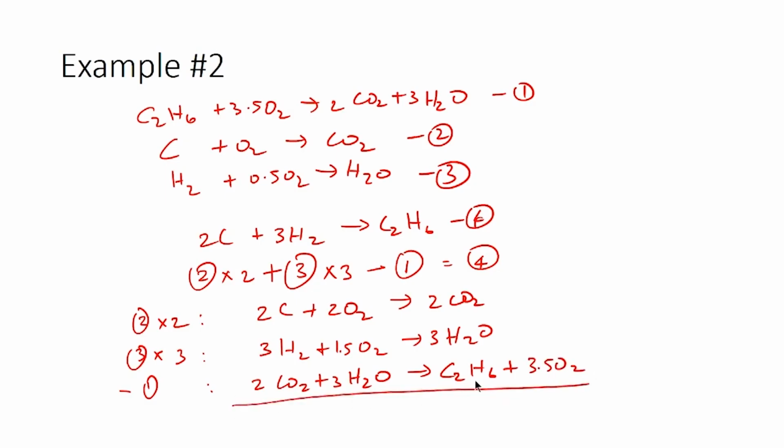When I add all these, the 3.5 oxygen molecules get cancelled, 2 moles of carbon dioxide get cancelled and 3 moles of water get cancelled, and I end up with 2C plus 3H2 gives C2H6, which is reaction 4. So now that I have this equation, I know what algebraic operation has to be performed on reactions 1, 2 and 3 to get the fourth reaction. So I would be able to perform the same operations on the heat of reaction to get the heat of reaction for the fourth reaction.